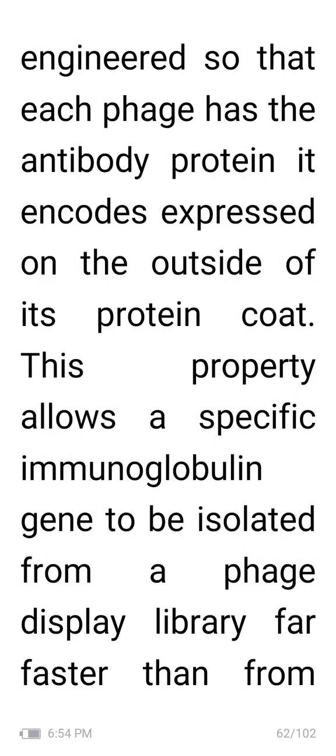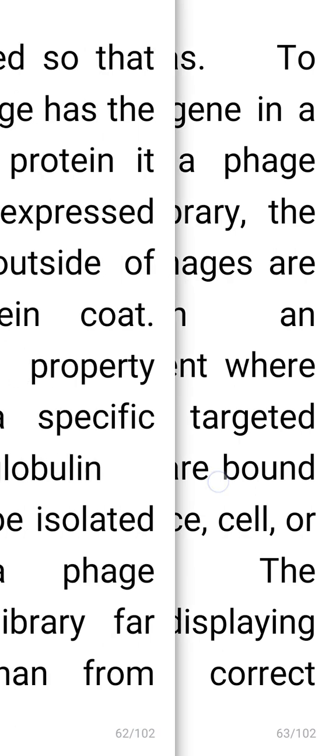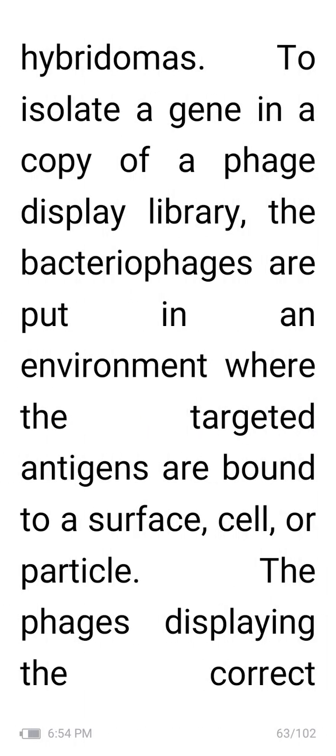The phage DNA is engineered so that each phage has the antibody protein it encodes expressed on the outside of its protein coat. This property allows a specific immunoglobulin gene to be isolated from a phage display library far faster than from hybridomas.